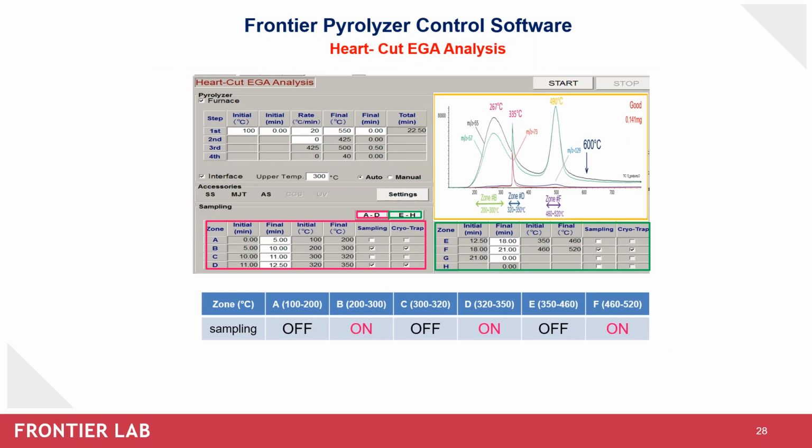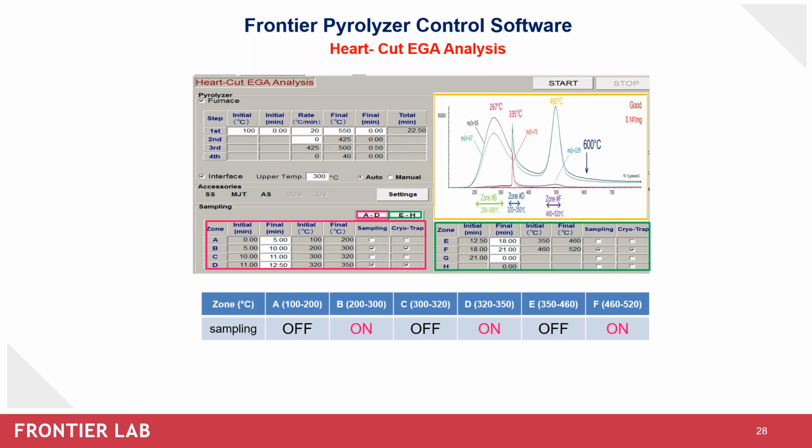Here is a screenshot of the Frontier Lab software for performing the hard cutting. The settings are very simple. A check mark is used to indicate the zones of interest for which a chromatogram will be generated. For example, the zone from 100 to 200C is not of interest to us, so there is no check mark here. So we're not going to sample that, which means instead of obtaining a GCMS run for it, we're going to vent it out and not use it.